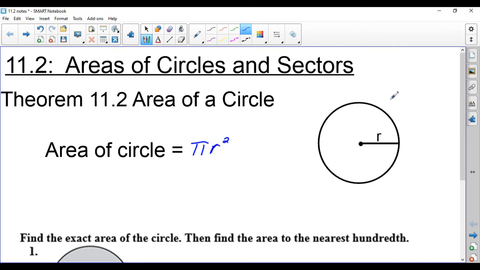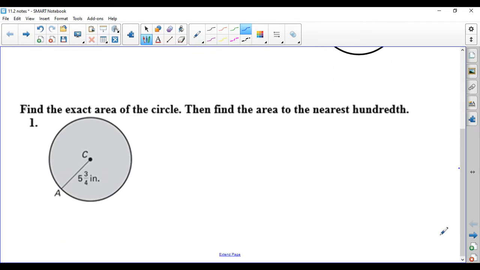And then we're going to look at areas of sectors, which is a section of the circle, and we'll get into that soon. Just a reminder as far as language, if you want to find exact values for area, as you did with circumference, we have to leave things in terms of pi. Area is pi times the radius squared.